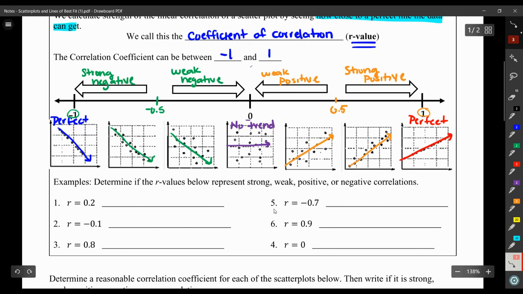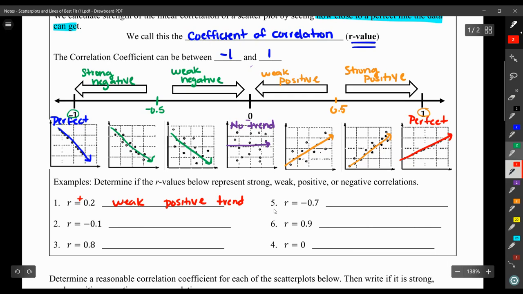So I'm going to do 1, 2, 3, you do 5, 6, and 4. So number 1, R equals 0.2. Well, the number itself is positive, so I know that it's going to be a positive correlation. And the 0.2 is really close to 0, so I'm going to say that this is a weak positive correlation. I'm just going to say trend.